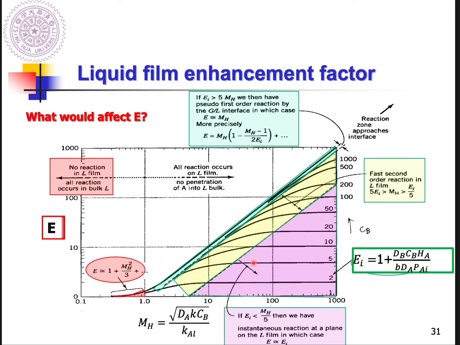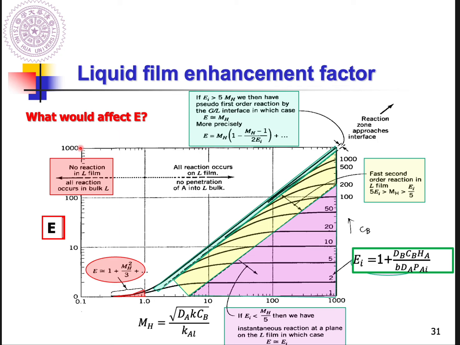Okay? The other thing is regarding the fast reaction at high CB, which belongs to pseudo first order. Based on the description in the previous slide, we know E equals MH. It is also based on this simulation result. You see, this green is pseudo first, so E equals 100 and MH equals 100. So it's the same, right? And when MH equals 1000, then we confirm E equals 1000.